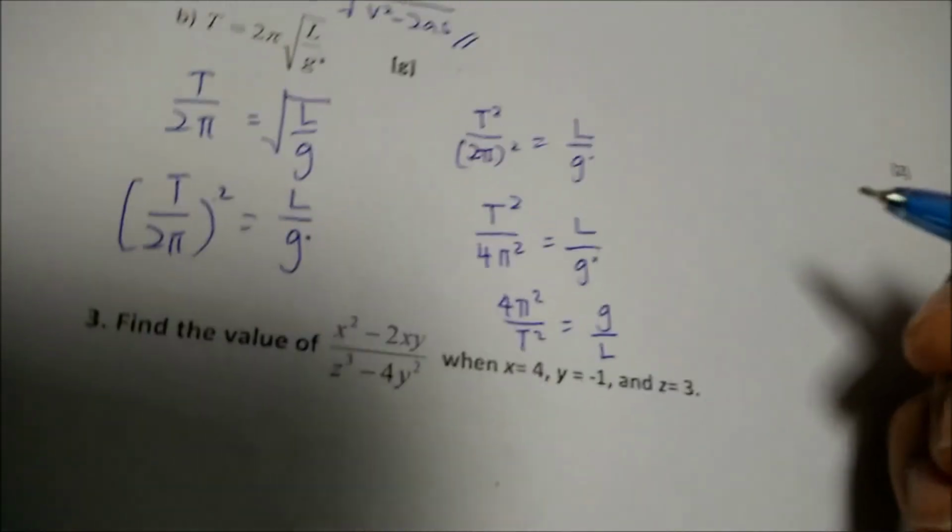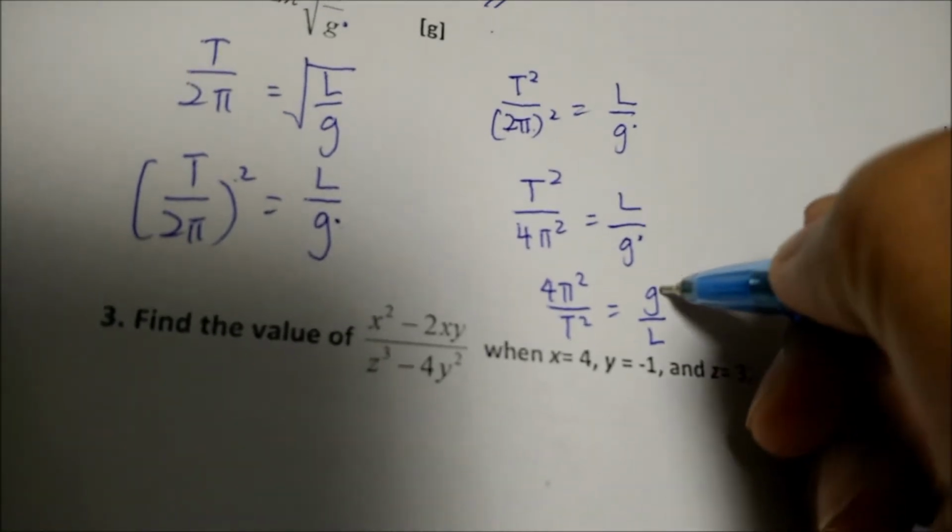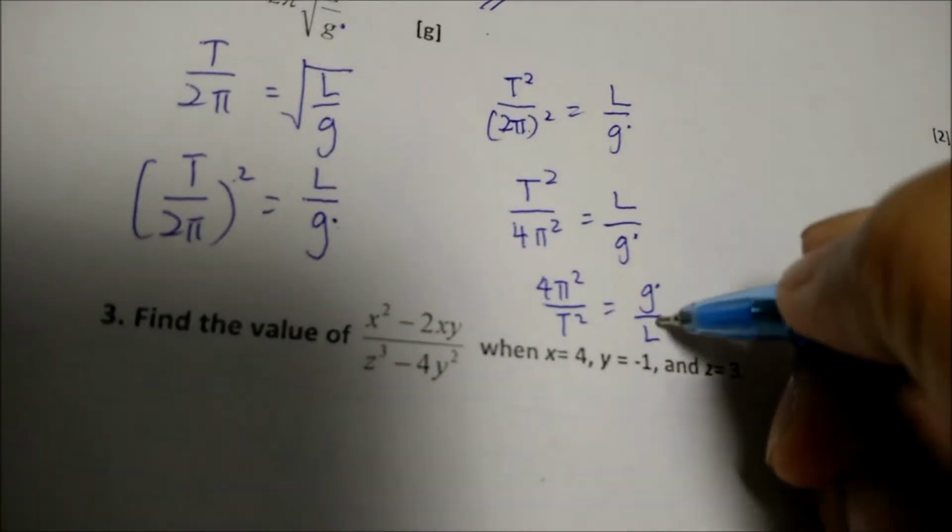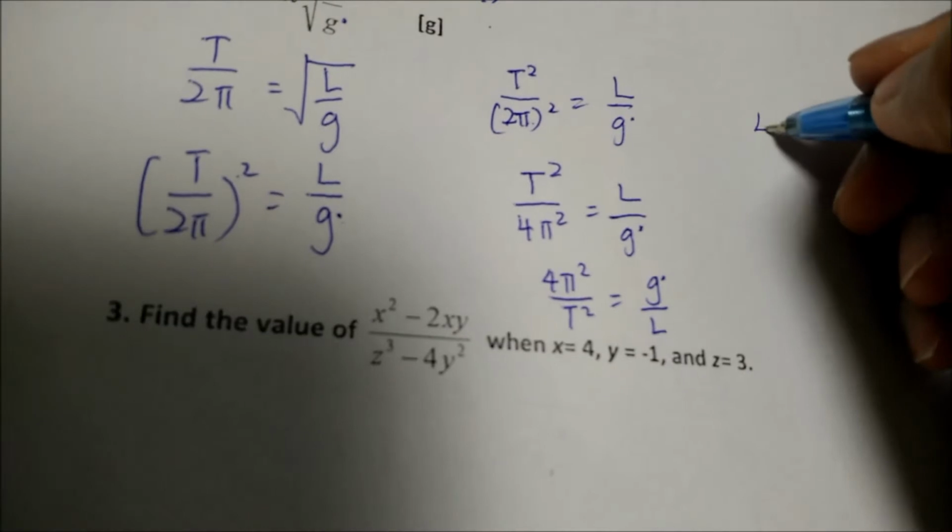From here, I think you can already guess. I want to make g the subject, I need to bring over the L. Divide by L, bring over, it becomes times L.